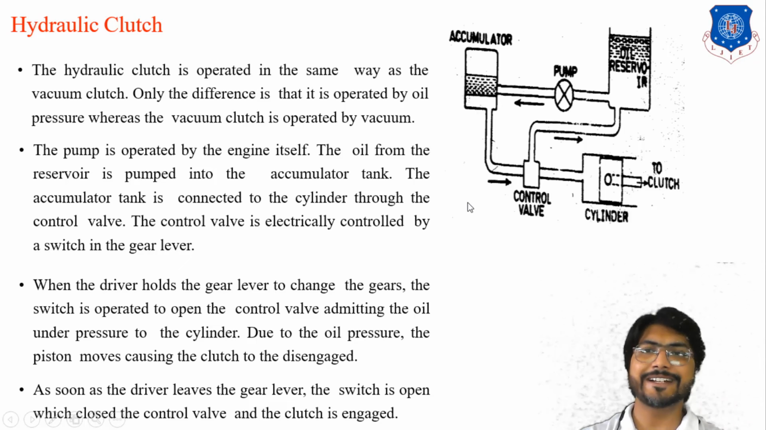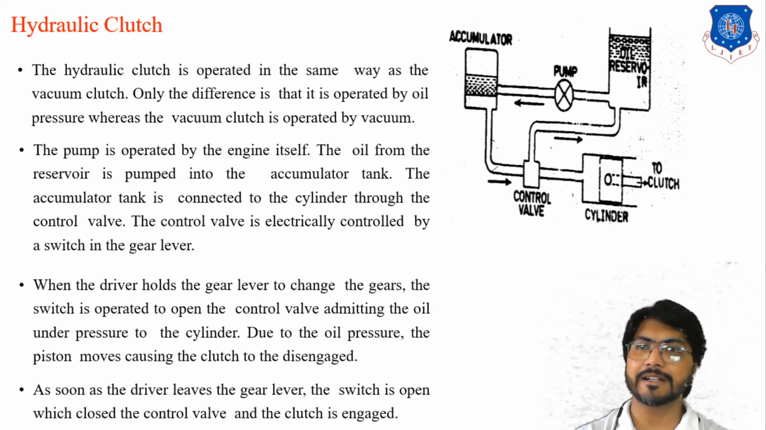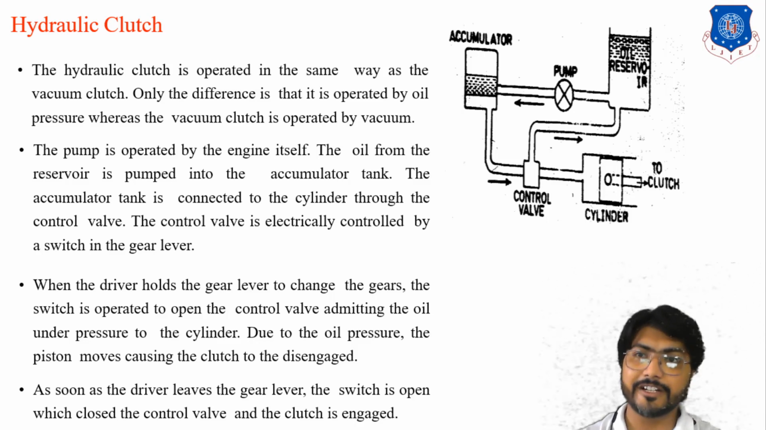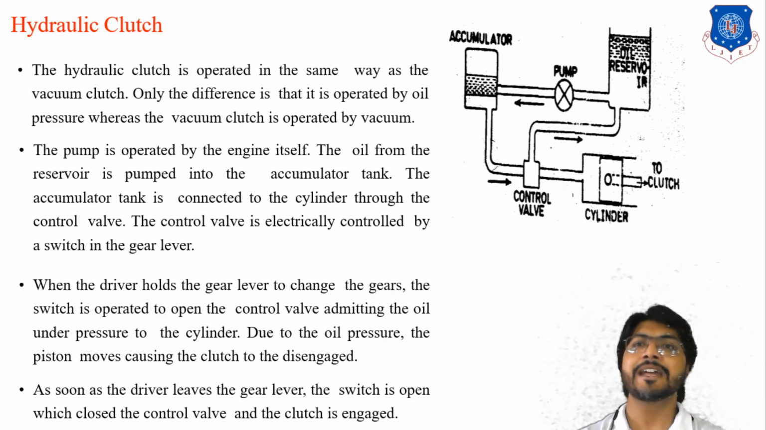So these three types of clutches we studied in this video: first the electromagnetic clutch, then the vacuum clutch, and the hydraulic clutch. With these, the manual effort applied on the clutch pedal is reduced, and this is an advanced type of clutch used nowadays.